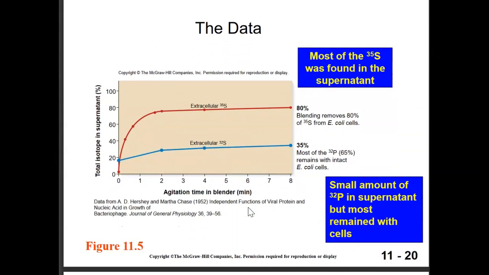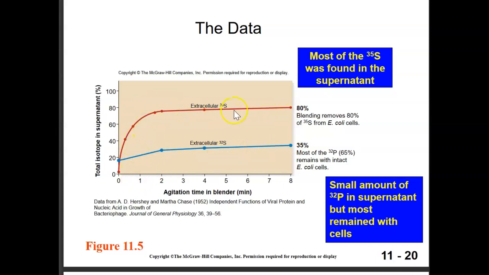So this is what the data look like, what the data bore out. If you look over time, this was the agitation time, the amount of time they waited, 1 minute, 2 minutes before, minutes after infection, 3 minutes, 4 minutes, 5 minutes, 6 minutes. Look how fast the infection, or how quickly the infection happens. By the end of 2 minutes, pretty much you max out the total isotope in the supernatant. In other words, by 2 minutes, you have the maximum amount of infection. By 8 minutes, you have a little bit more, but basically you asymptote here.